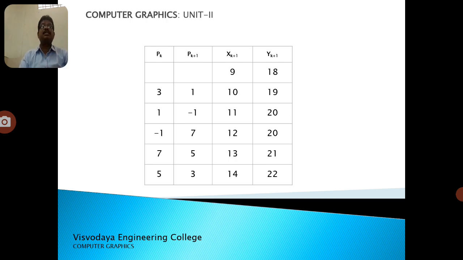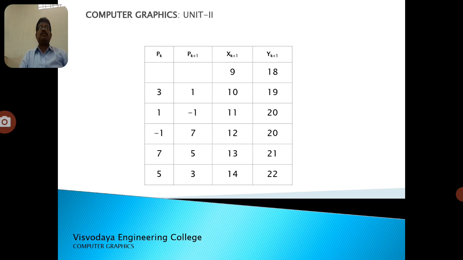So remember this condition, it is very important for these particular notations. If the pk is greater than 0, the x and y coordinates are incremented. If the pk value is less than 0, that is minus 1 or minus 2 or anything less than 0, the x coordinate value is incremented, that is xk plus 1 equals xk plus 1, and yk plus 1 equals yk. So the y value is nothing but the yk only, there is no increment.